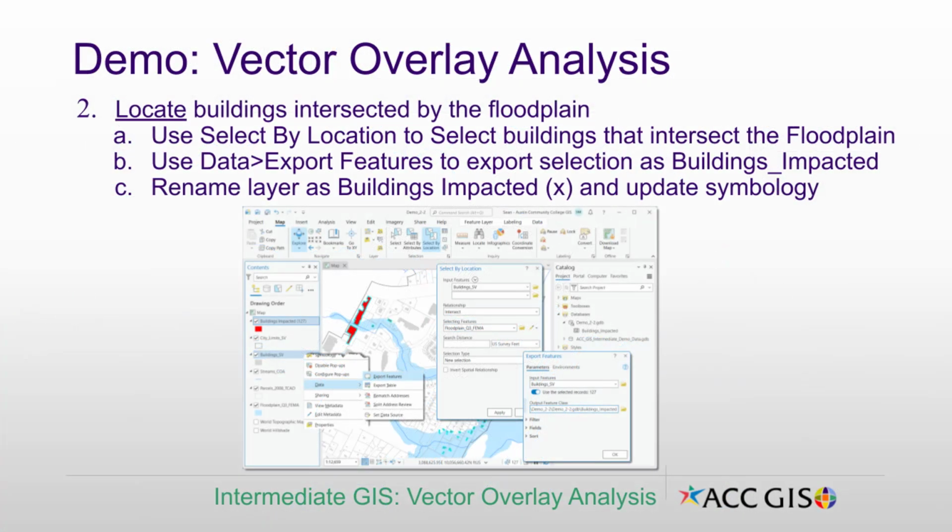In step 2, we'll locate buildings intersected by the floodplain using vector overlay analysis. First, we'll use select by location to select buildings that are intersected by the floodplain. Then, we'll export those selected features to a new feature class called buildings_impacted. Last, we'll rename the outputted feature layer along with the quantified number of buildings impacted and update the symbology.